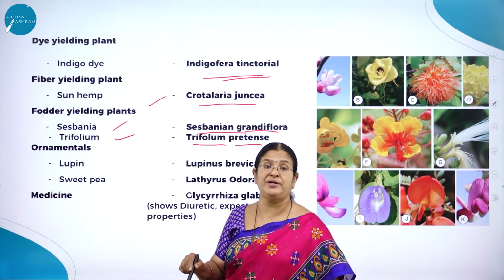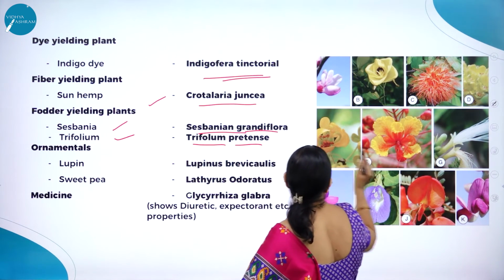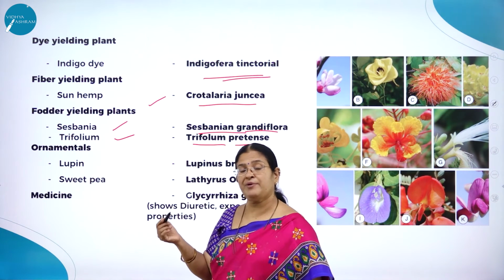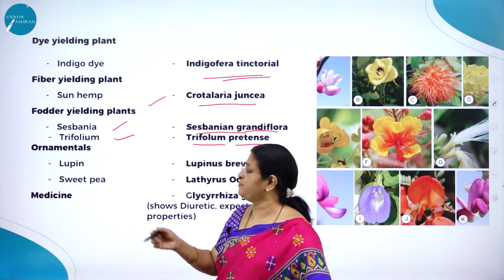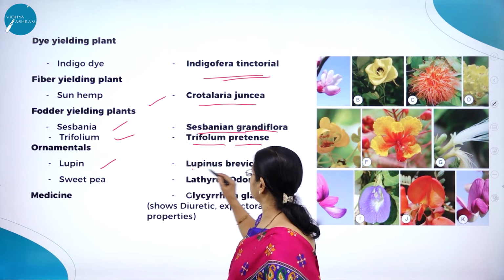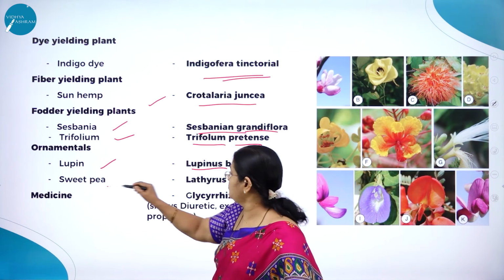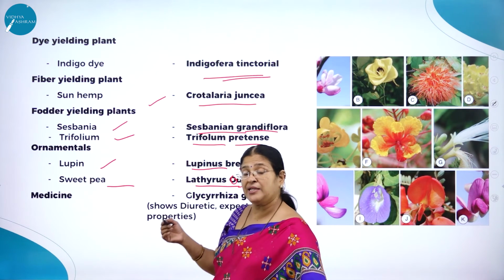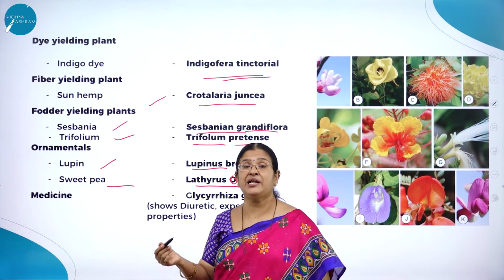Ornamental plants. What do you mean by ornamental plants? Showy plants. You can see so many showy plants here. Ornamental plants are showy plants, which are kept for showy purposes. One is lupin, that is Lupinus polyphyllus. Then sweet pea, Lathyrus odoratus. Right? Then I think all of us know there are even medicinal plants.